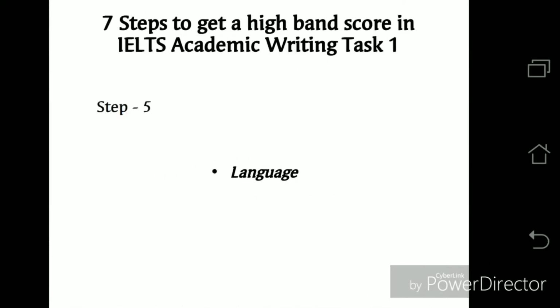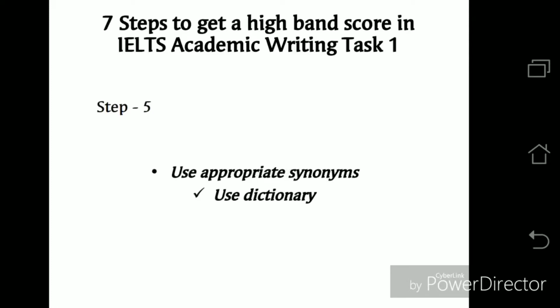Step 5. Language. Practicing how to use appropriate language should be carried out by every candidate. If you find certain trends, try to use different words for writing each trend. For this, keep a dictionary handy where you can check for the synonyms.